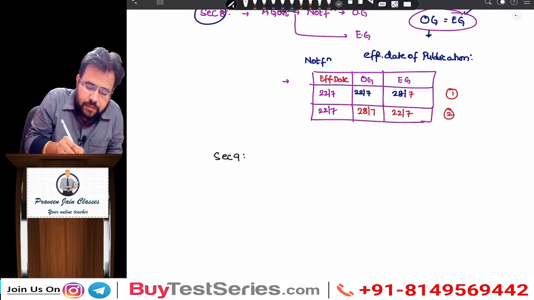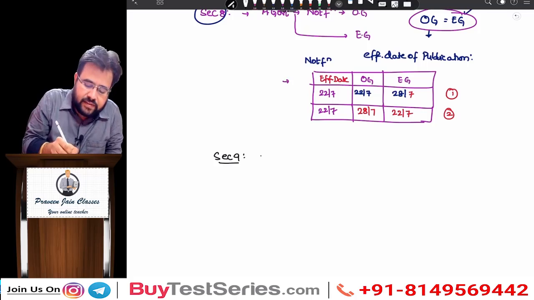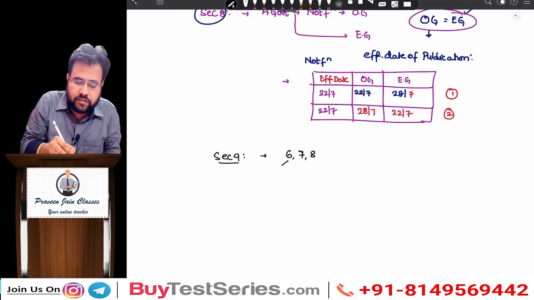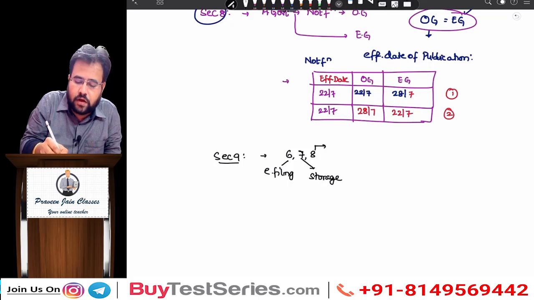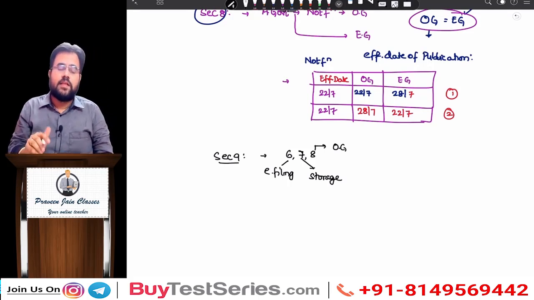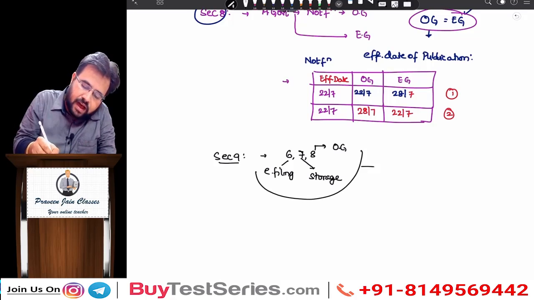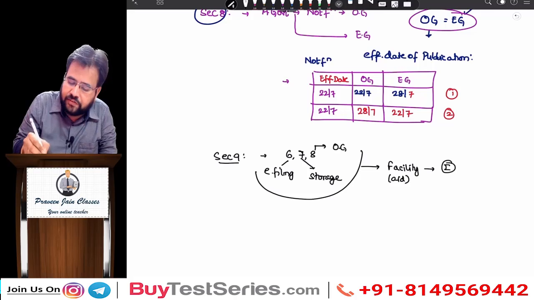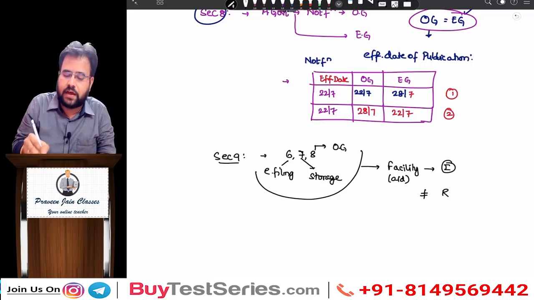Now let us see section number 9, the last section, sir. It says that section 6, section 7, section 8. 6 was what, sir? E-filing. 7 was what, sir? Storage. Sir, 8 was talking about what, sir? Official gazette, electronic gazette, sir. Sir, these 3 sections are just a facility. What is facility, sir? An aid. Anything which helps you. So these are just a facility in the hands of the individual, but not their legal rights.